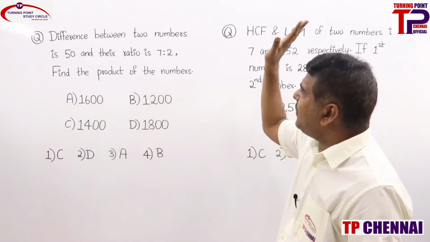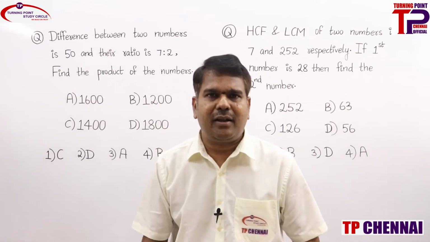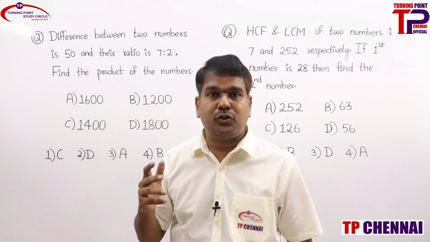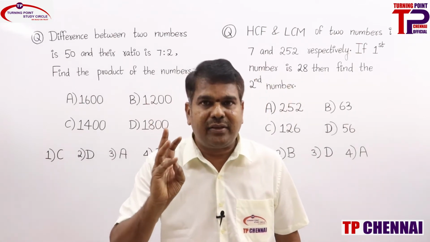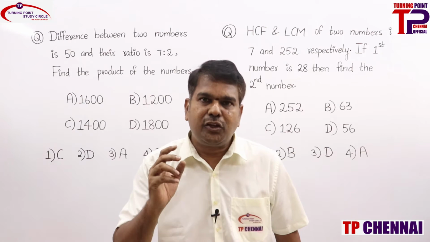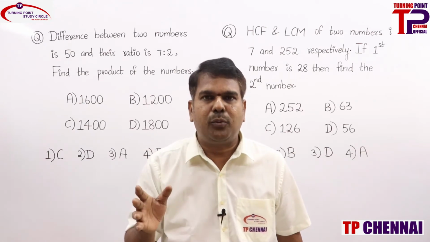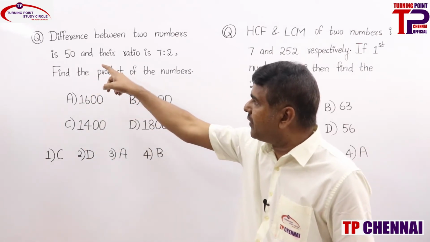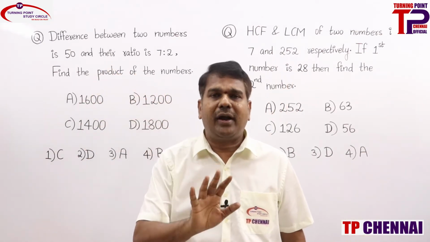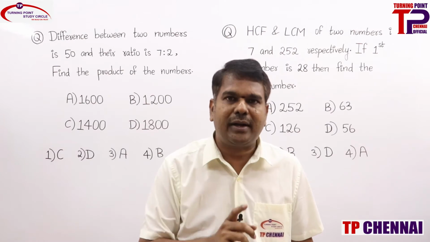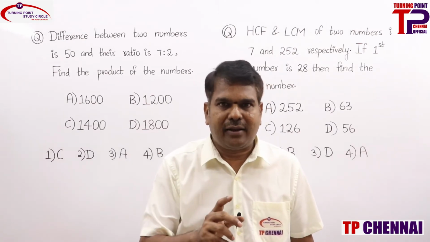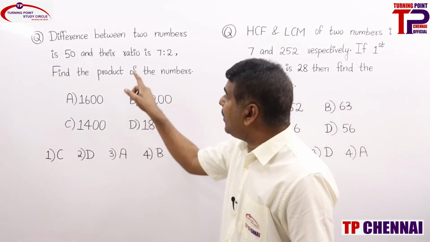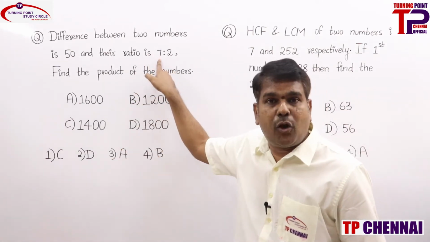Now what is being given? The difference between the 2 numbers is 50, right? They are in the ratio 7:2. That means one number is having 7 parts, the second number is having 2 parts. So 7 parts and 2 parts. What is the difference, ma'am? 5 parts. 5 parts is equal to how much is the difference given? 50. 5 parts is 50 means how much is 1 part? 10, right? So 50 divided by 5 is 10. 1 part is equal to 10. Then what is the first number? The first number is having how many parts?